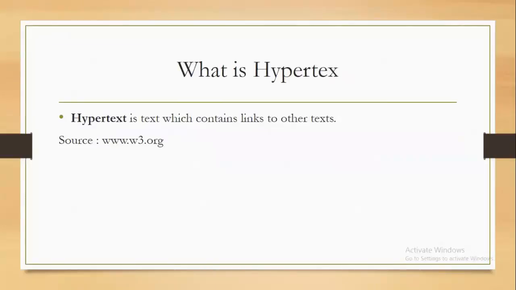Hypertext, as I said earlier on, is just a text containing links to other texts. So you have a string of text that when you click on it, it opens another page. So the text where you click is what is called the hypertext. So HTML is made up of such links and then tags.